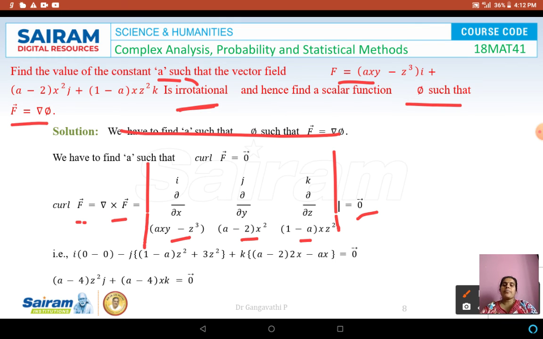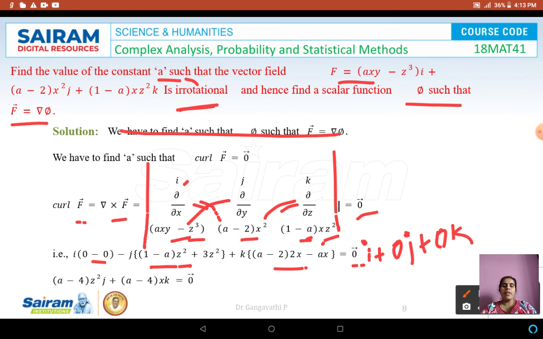So with that we have to evaluate this determinant. When we evaluate it, i into dou by dou y of this, dou by dou z of this, you can see it is 0. j into dou by dou x operating on this term and dou by dou z operating on this term gives us 1 minus a z square plus 3z square, and k cap into dou by dou x of this minus dou by dou y of this gives us a minus 2 into 2x minus ax. The entire thing is 0. This 0 is nothing but 0i plus 0j plus 0k cap. We can write it in this way.